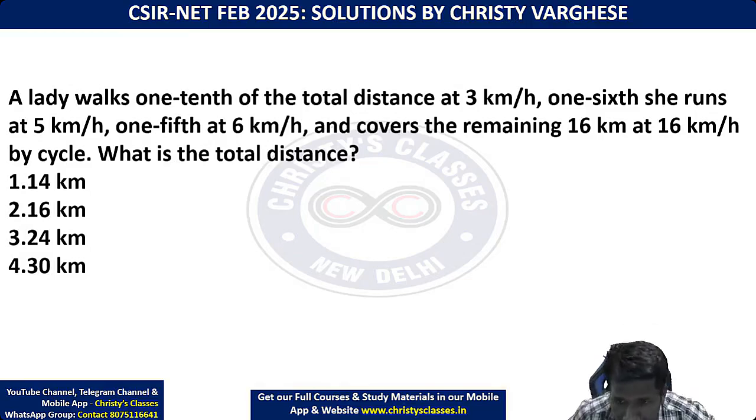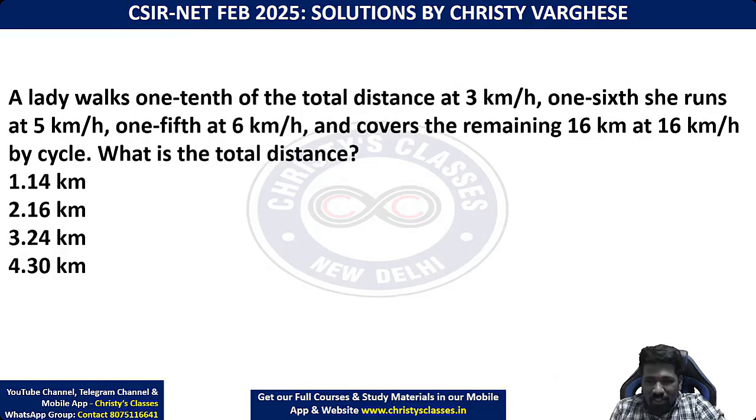That is the idea. Okay, listen very carefully. Many of you, I think, misunderstood the question because of information overload, I will say. I always tell to students, CSIR is very notorious to give you dummy data to confuse you. ये क्वेश्चन में भी बहुत सारा डमी डेटा दिया है which are totally irrelevant to our solution. A lady walks 1/10 of the total distance.